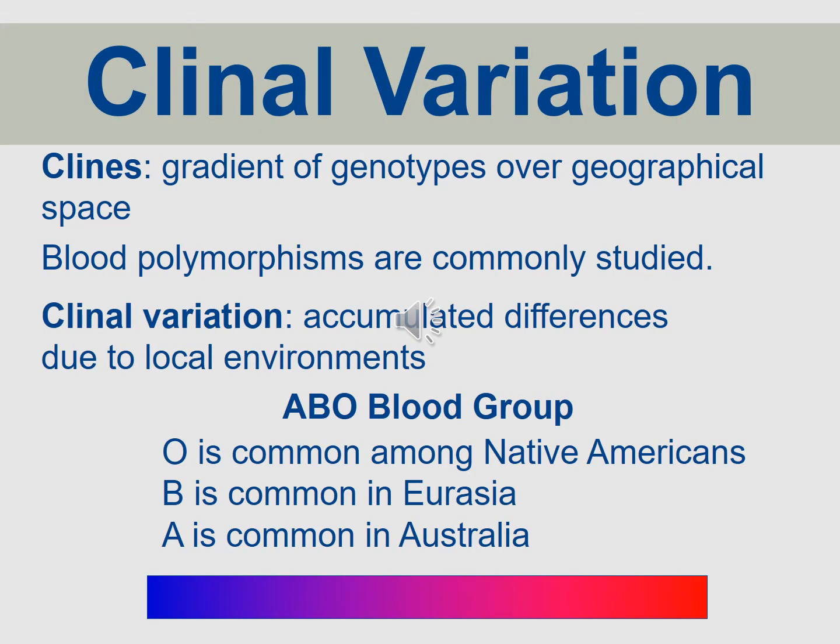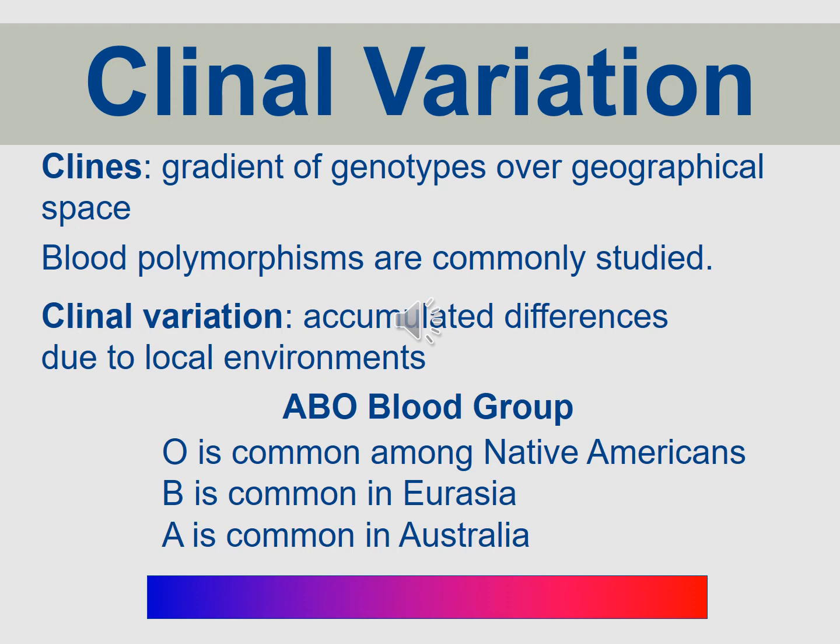As I just mentioned, Clines and clinal variation is just a gradient of genotypes over geographic space. So we oftentimes try to collect data on organisms, I mean human groups, that are native to a specific region. Now, of course, people move around, there's migration. So, for example, if I was talking about Australia, I'd be discussing Aboriginal Australians, not Europeans that moved there afterward.